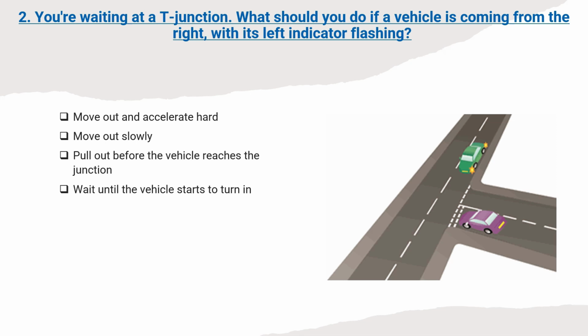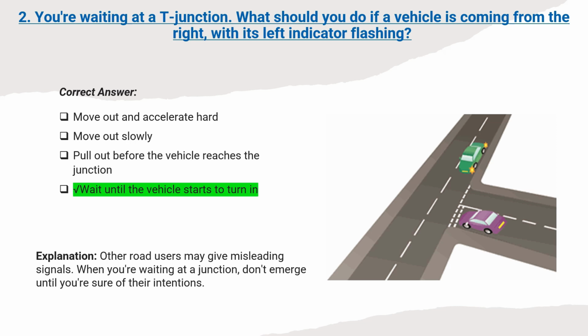2. You're waiting at a T-junction. What should you do if a vehicle is coming from the right, with its left indicator flashing? Move out and accelerate hard. Move out slowly. Pull out before the vehicle reaches the junction. Wait until the vehicle starts to turn in. Correct answer: wait until the vehicle starts to turn in.